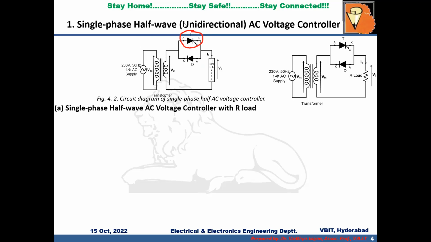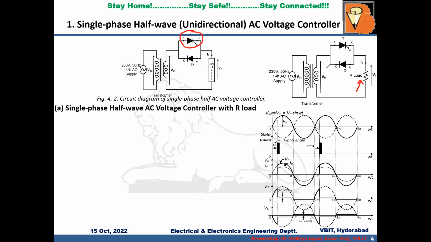First we'll go for resistive load. Here you can see the load, which is a resistor, and this load is connected to the source through the power electronics converter, which has one thyristor and one diode connected in anti-parallel. The input to the power converter is AC. You can see V input, which is Vm sine omega t, and the AC waveform like this. It completes one cycle in 2 pi radians or 360 degrees.